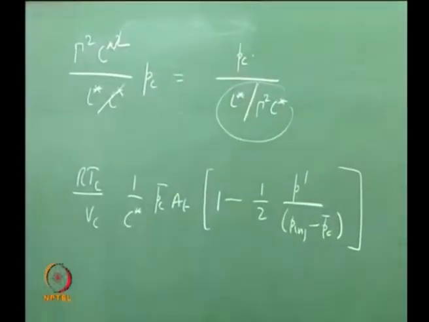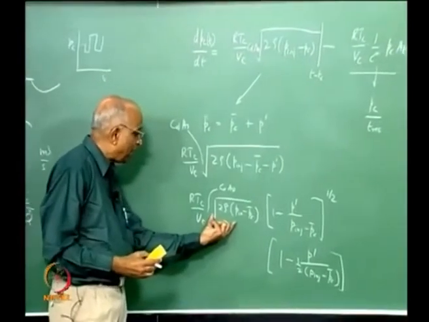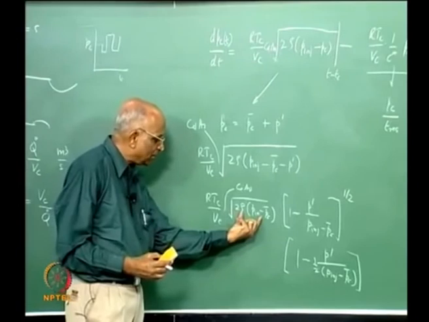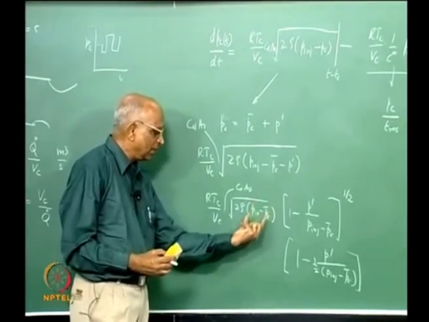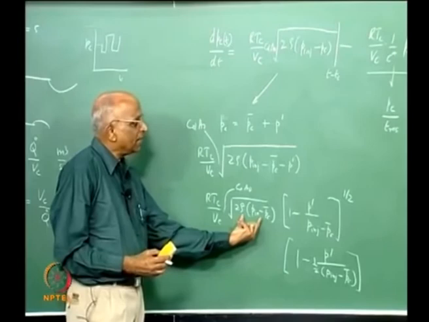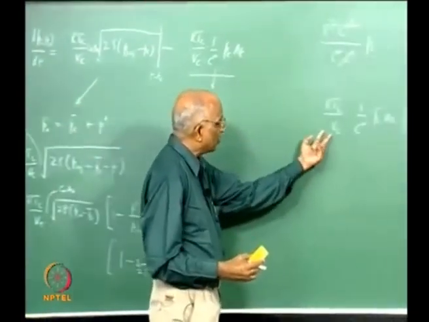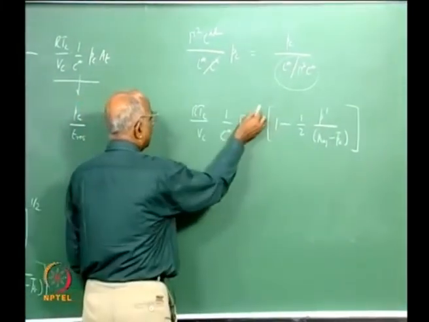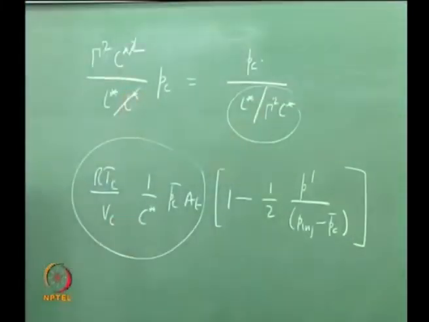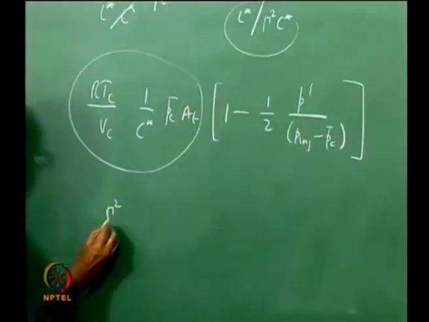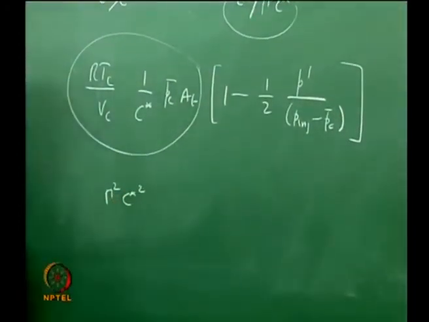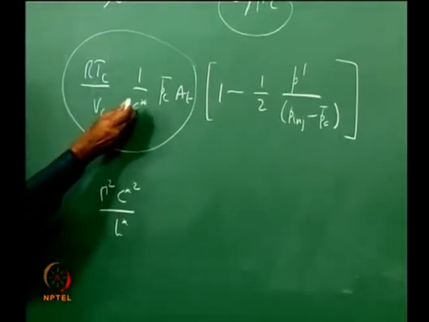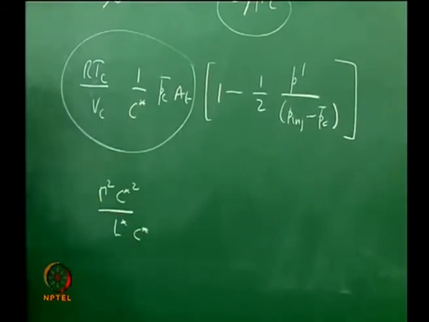Does this make sense? You have a steady value of thing which is getting injected, and under steady conditions whatever is getting injected is leaving through the nozzle, that means 1 over C star PAT, and therefore I take RTC by VC, which was the coefficient, 1 over C star into PCAT. If I were to look at this value, I again substitute RTC is equal to gamma square into C star square, and I get the value of VC by AT, which is L star over here, and I get the value of C star over here.